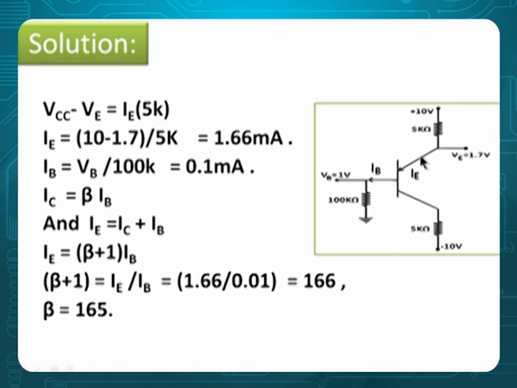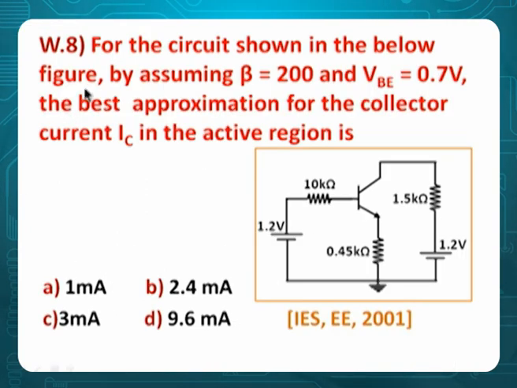And please understand, this is emitter. Emitter is given 10 volts. This is a PNP transistor. IC is beta times IB, IE is IC plus IB. So IE is beta plus 1 times IB, therefore beta value you can estimate from IE by IB. If you calculate IE by IB, 1 plus beta comes to 166, therefore beta is 165. Option is C.